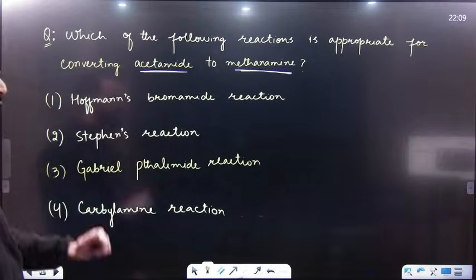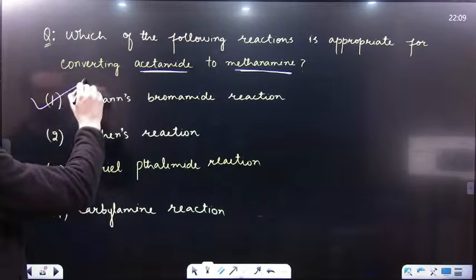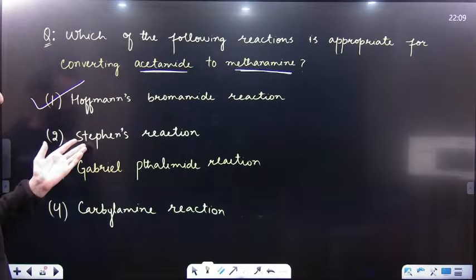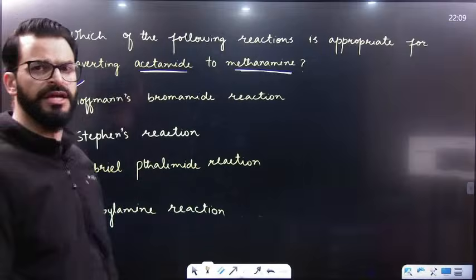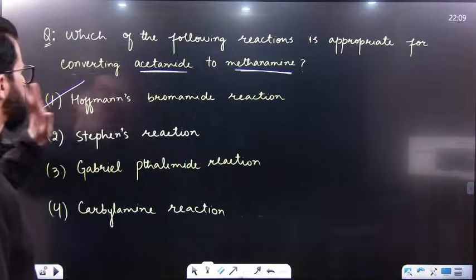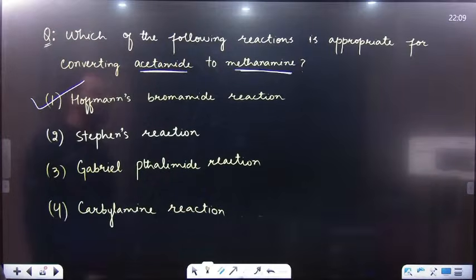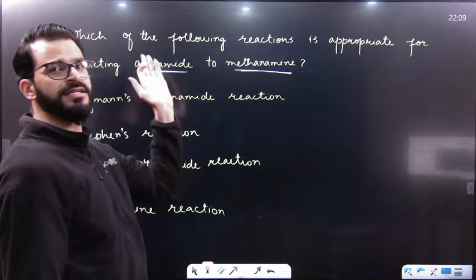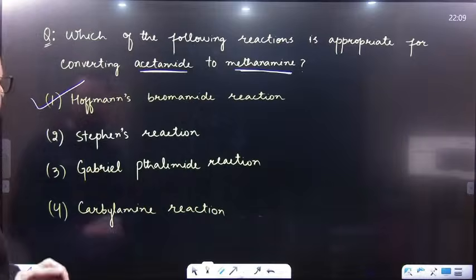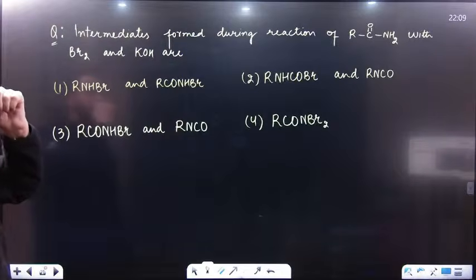Is this Hofmann's bromamide reaction? Answer is yes. If this is Hofmann's bromamide reaction, it can never be a Stephen's reduction, it can never be Gabriel phthalimide reaction, it can never be carbylamine reaction. So this is simply Hofmann's bromamide reaction, because we have converted amide to amine with one carbon lesser than the parent amide.